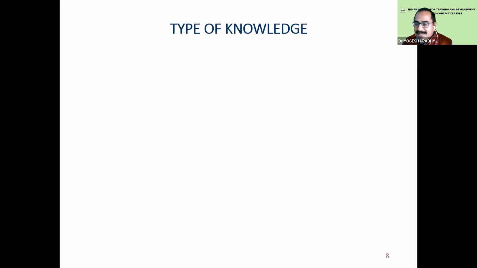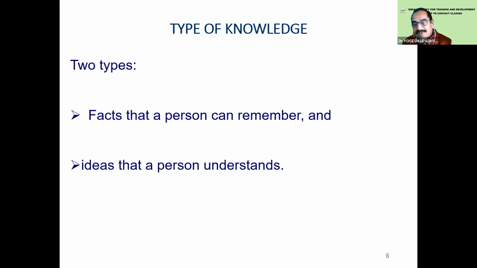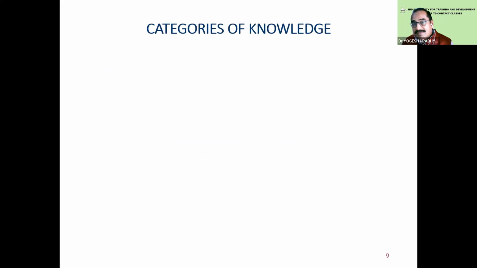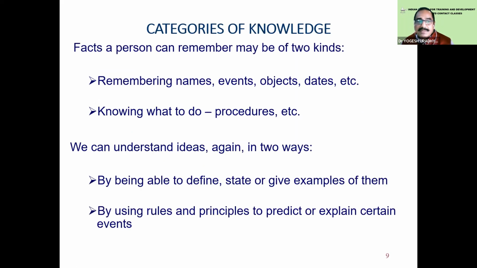Now there is a category, a type of knowledge. Do you know what types? There are two types. First is facts that a person can remember. Second is ideas that a person understands. Facts and ideas you have to narrate. Then it is further divided. The facts a person can remember may be of two kinds: remembering names, events, objects, or proper nouns, or knowing what to do, procedures and all.